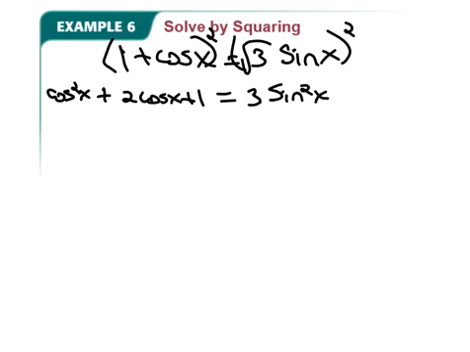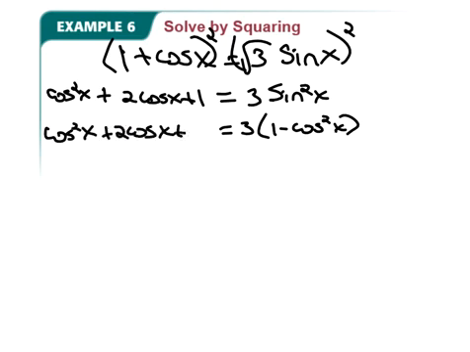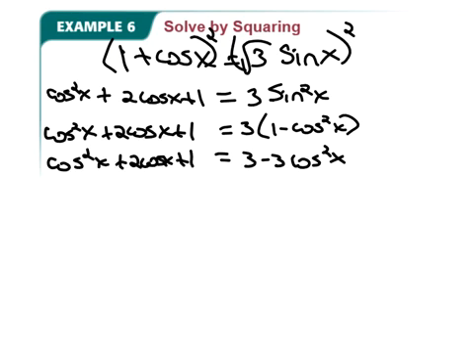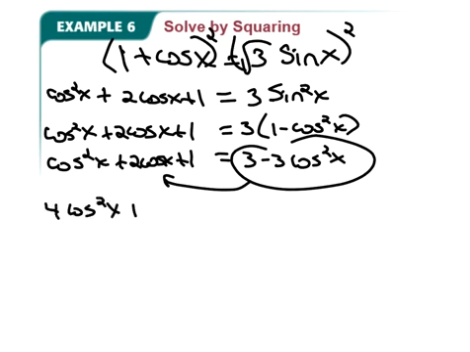Well, I need to change sine, like we did in example 5, to terms of cosine, so that I can solve this a little bit better. And so sine squared x is the same as 1 minus cosine squared x. Cosine squared x plus 2 cosine x plus 1 is still my left side. So I'm going to distribute. Then I'm going to move everything from the right to the left. So now it will be 4 cosine squared x plus 2 cosine x minus 2, because the 1 minus 3 is negative 2. All equals 0.